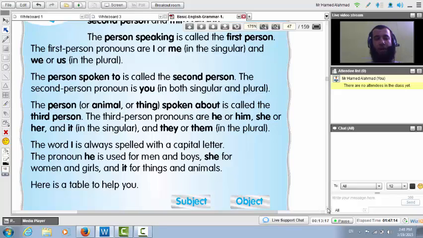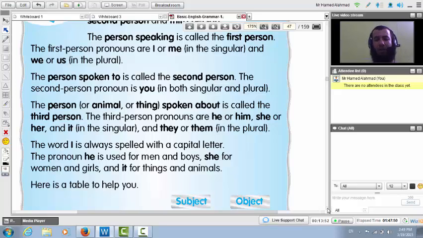The person or animal or thing spoken about is called the third person. Look, guys, he's not with us, he's not in the conversation that we're in, he's absent, so we're talking about him, so we call him the third person. The third person pronouns are he or him, she or her, and it in the singular, and they or them in the plural. The word I is always spelled with a capital letter.